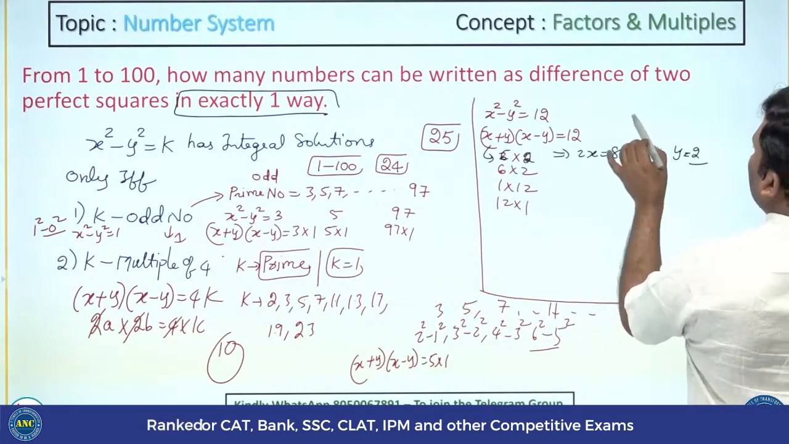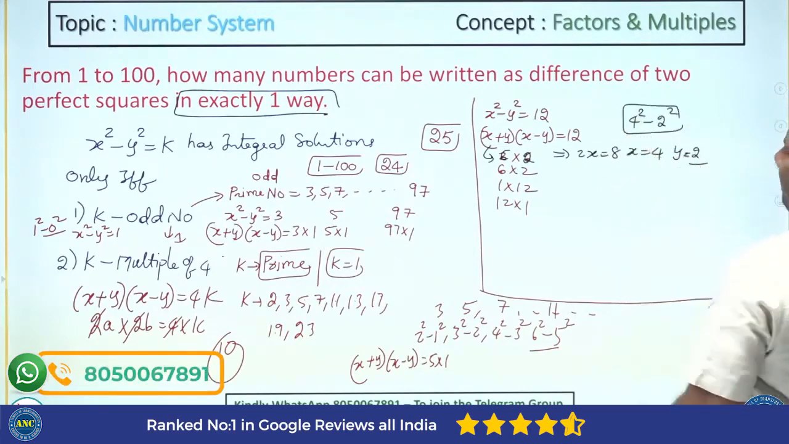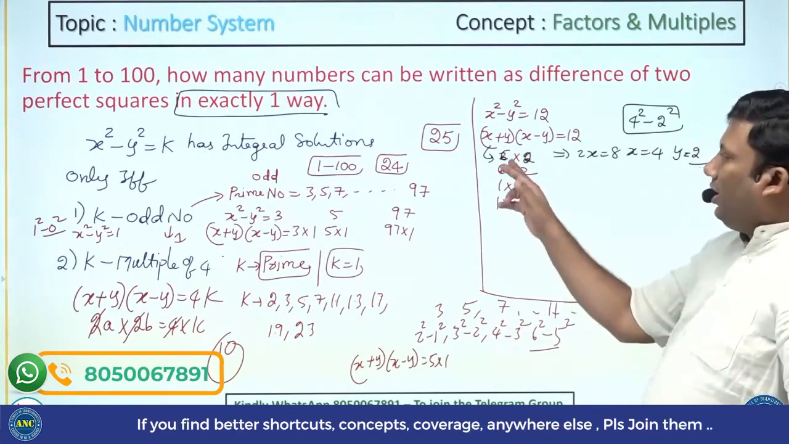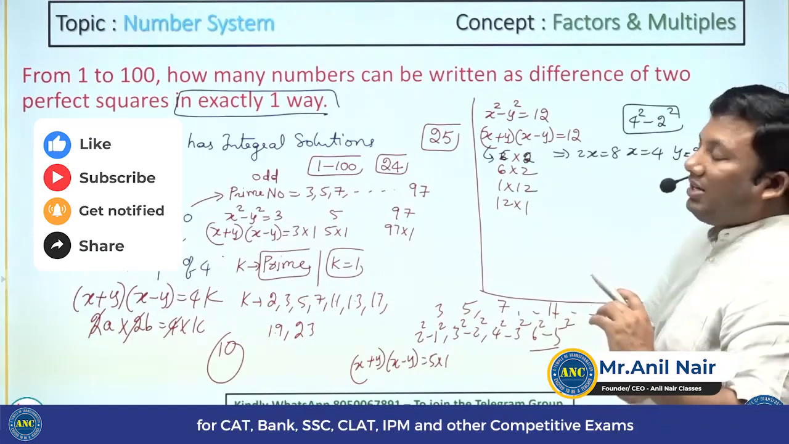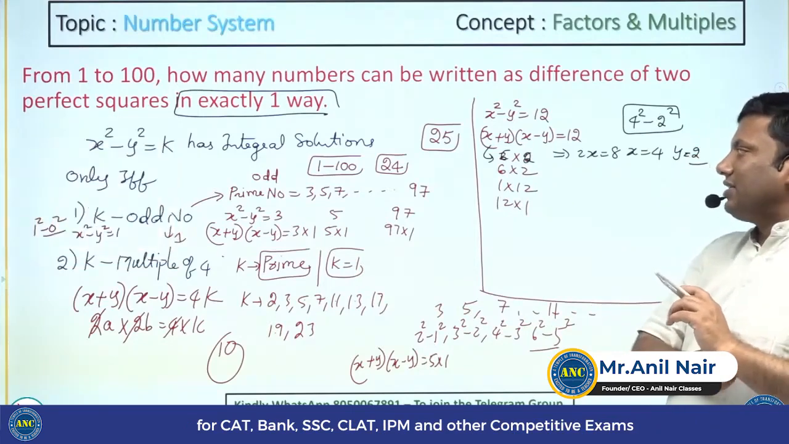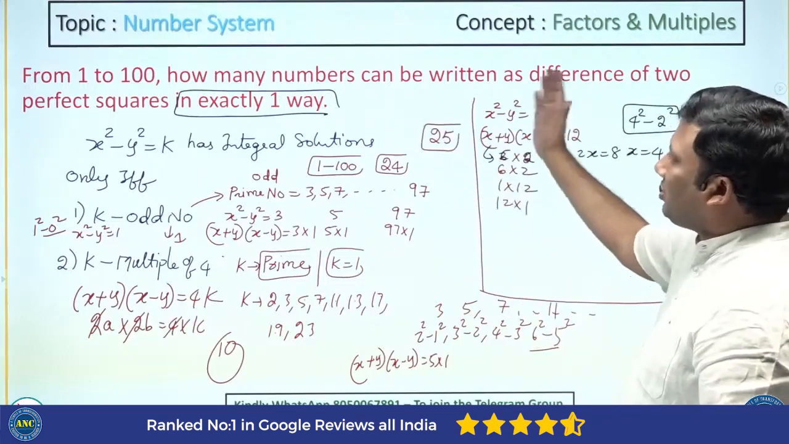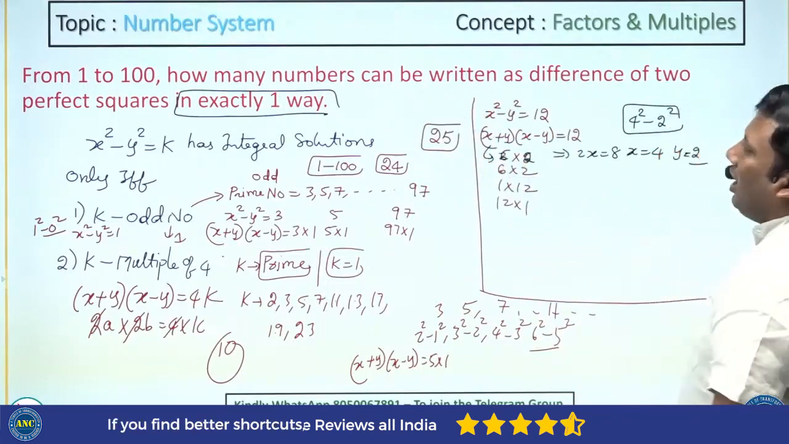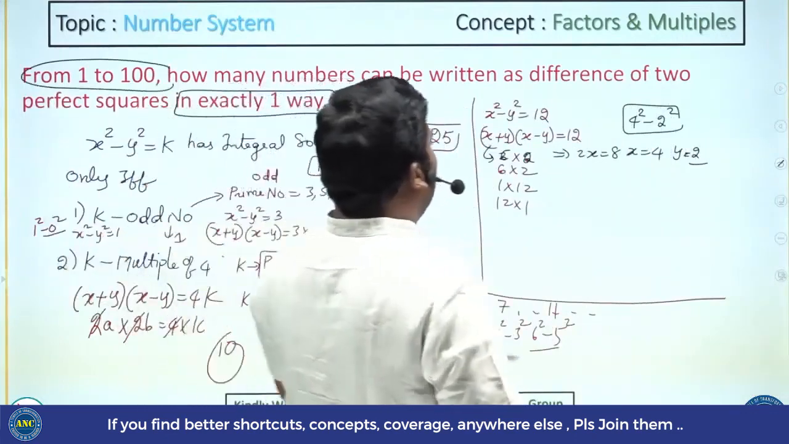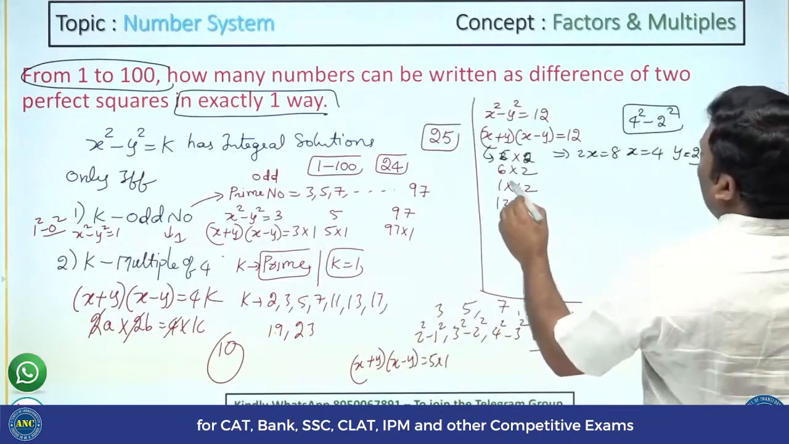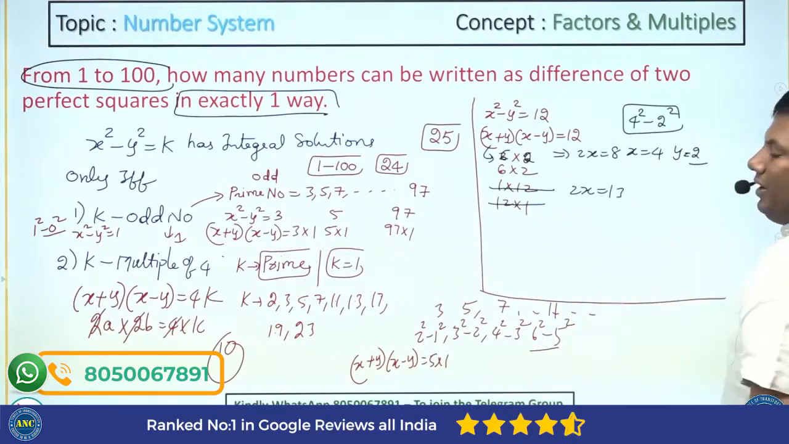So this can be written as 4 square minus 2 square only. If I write it as 6 and 2, I got this answer. If I write it as 2 and 6, 2x equivalent to 8, x is 6, y will be negative. The question is about perfect squares, the difference of two perfect squares in exactly one way. From 1 to 100, they are all natural numbers. So only one way. Anyway, it will give a fraction, 2x equivalent to 13. I hope it is clear.